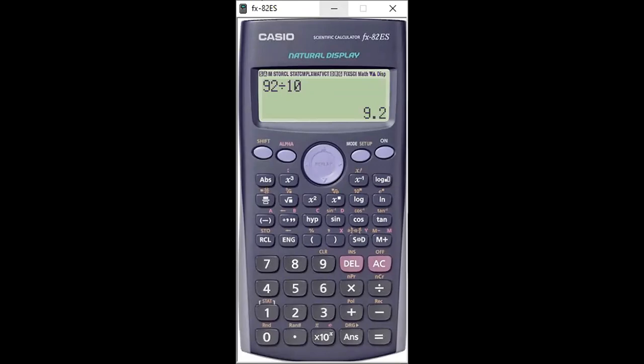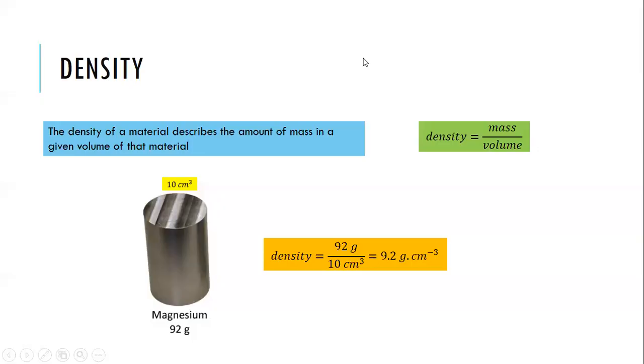Let's go back to the slides. 9.2, and then what is the unit? How do I know the unit? Look at here: grams divided by cubic centimeter. This means grams divided by centimeter cube, or cubic centimeter. This way of representing and this way of representing are the same.